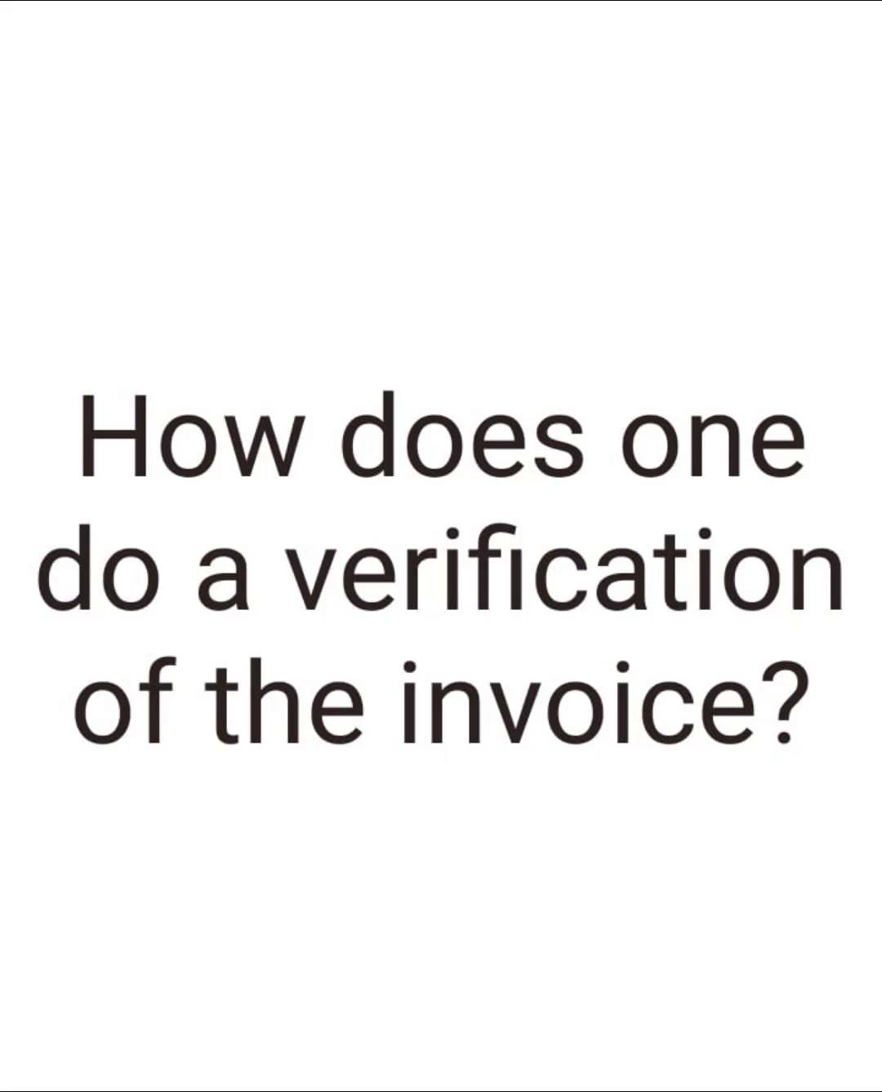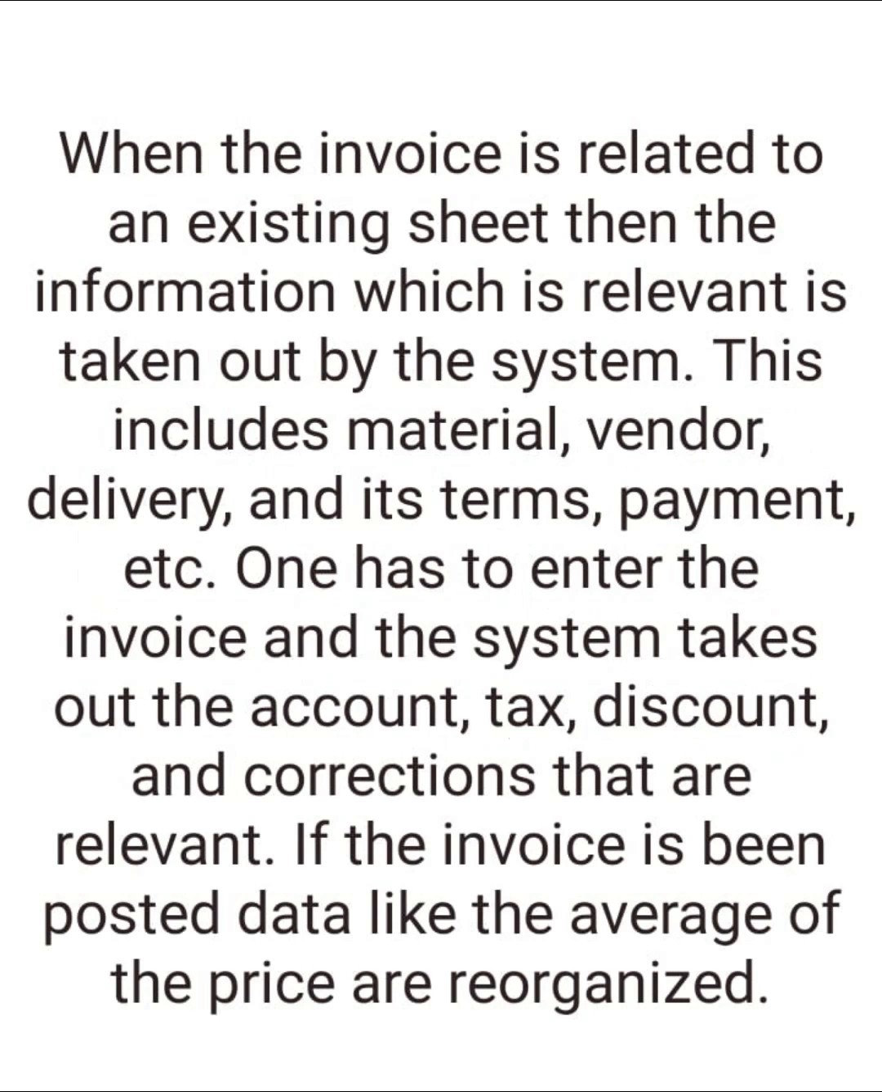How does one do a verification of the invoice? When the invoice is related to an existing sheet, then the information which is relevant is taken out by the system. This includes material, vendor, delivery, and its terms, payment, etc. One has to enter the invoice and the system takes out the account, tax, discount, and corrections that are relevant. If the invoice has been posted, data like the average of the price are reorganized.